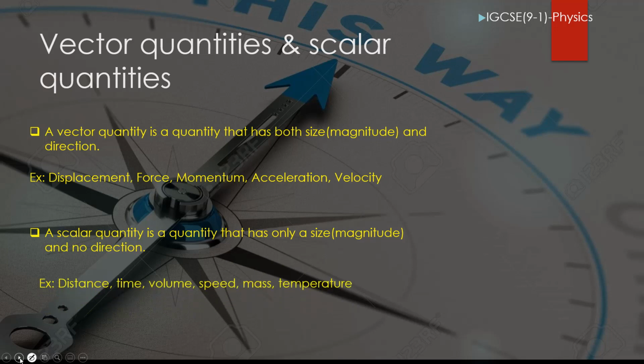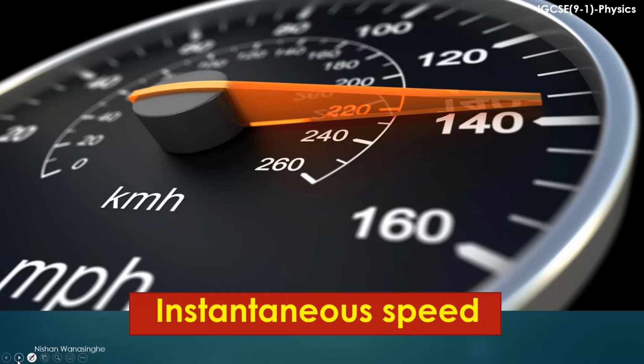For example, distance, time, volume, speed, mass, temperature. For such quantities we can't measure a direction. For example, you don't tell time with a direction, right? You don't tell temperature with a direction. So those are called scalar quantities.